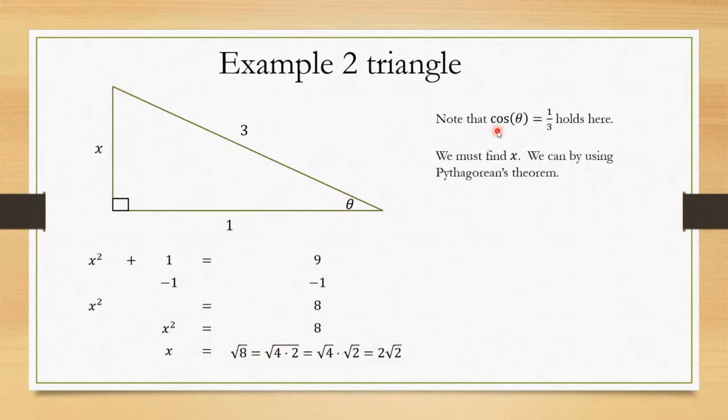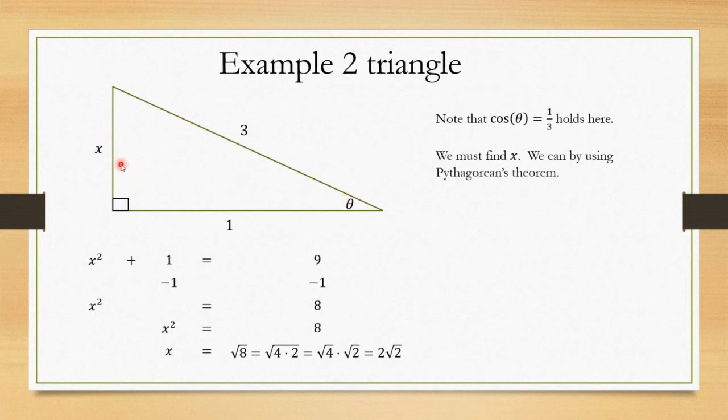Well, cosine of theta, remember, is adjacent over hypotenuse. So I labeled the adjacent side as 1 and the hypotenuse is 3, right? And now in this right triangle, cosine of theta is adjacent over hypotenuse. So cosine of theta is 1 over 3. So we drew a right triangle so that this is true. That's what we're doing.